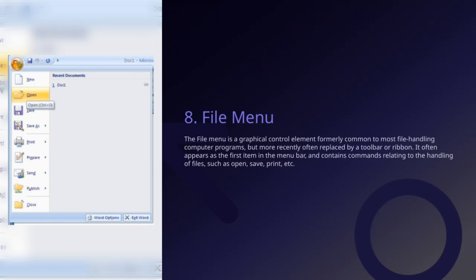Let's talk about the File menu. Historically, this was a key graphical control element that you'd find in most file handling programs. It was really the go-to place for managing your files. Over time, though, many programs have shifted away from the traditional menu and now use toolbars or ribbons for similar functions. You'll often see the File menu as the first option on the menu bar, making it easy to locate.